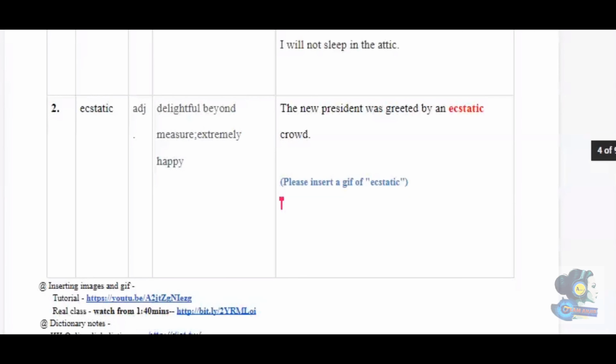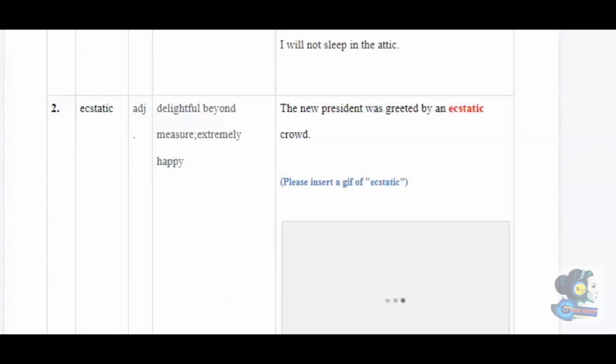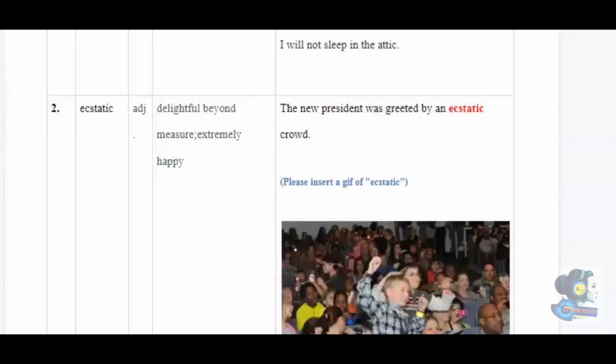Yeah, that's true. It's just like in the picture that I'll show you. Hold on, please. This shows an ecstatic crowd. Okay, here it is. I hope you can see it. Thank you. Sorry, but oh, GIF.